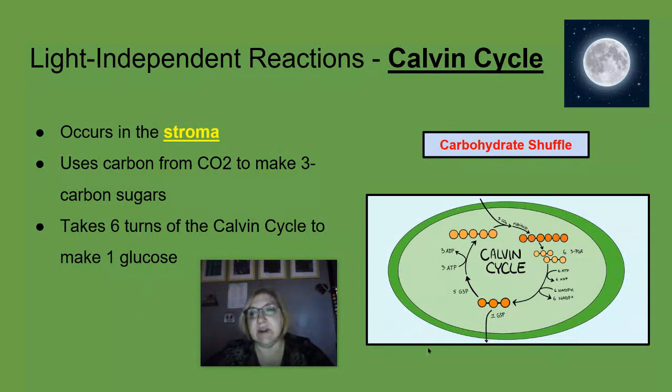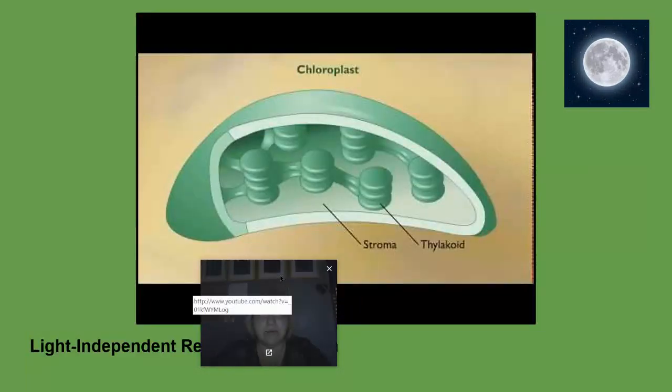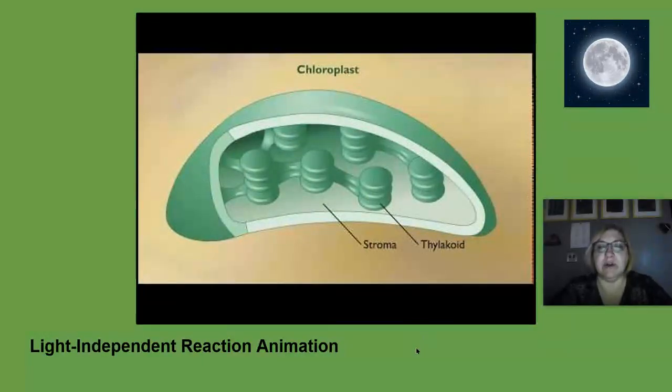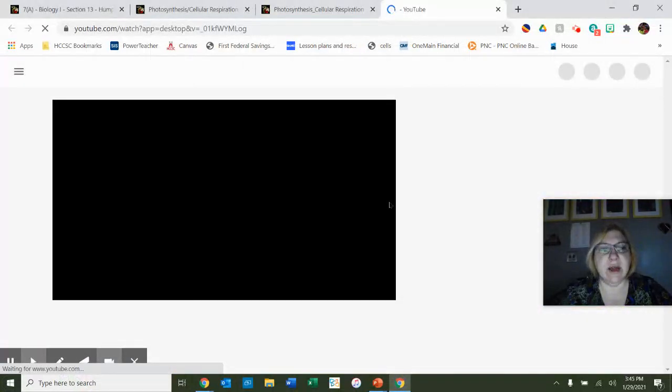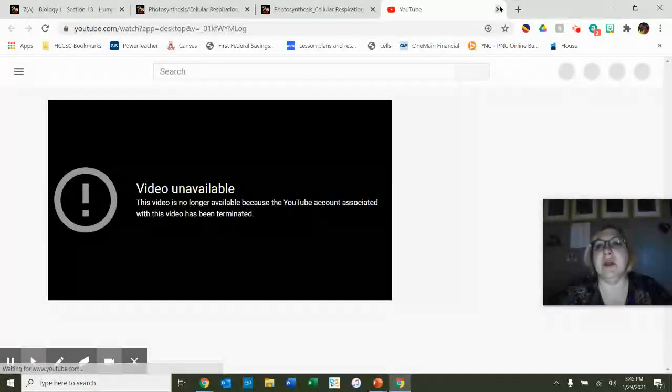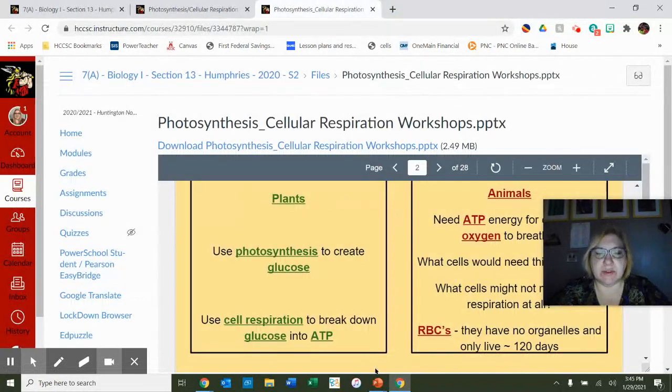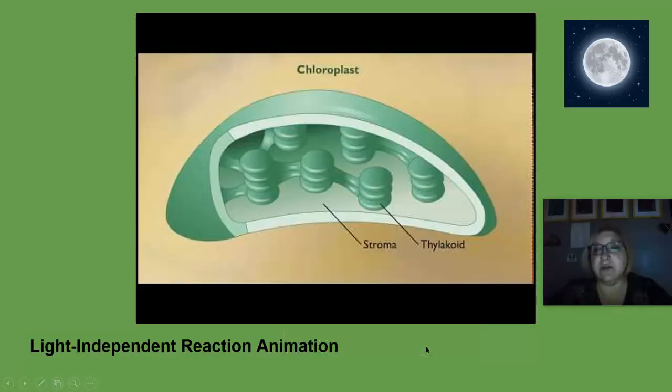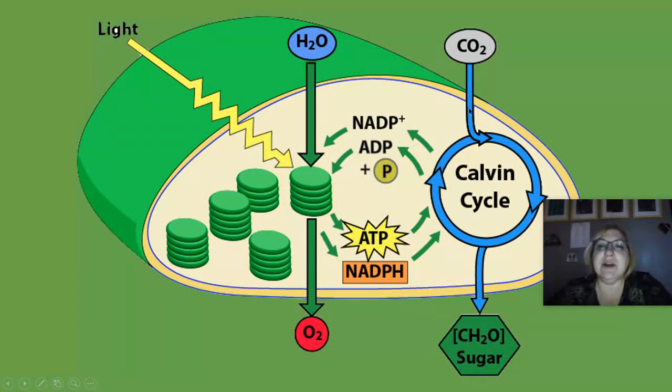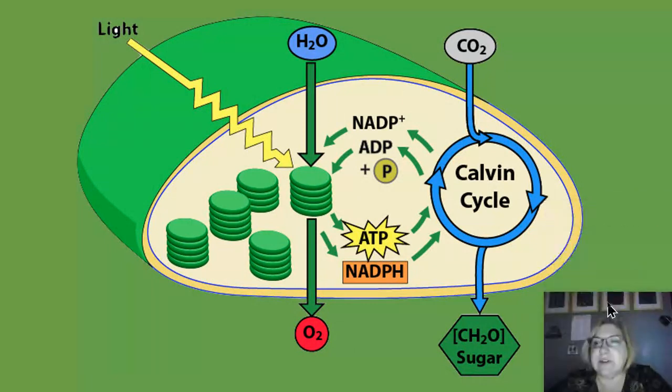It takes 6 times for the Calvin cycle to go all the way around to create one glucose molecule that we can use for energy, or the plant can use, for energy. And then we can use after we eat the plant. And so here is the light-independent reaction, and this did not work earlier. Let me see if it works now. Nope. Okay, so I will see if I can find a video that will substitute that, and I will link it to the agenda. Sorry.